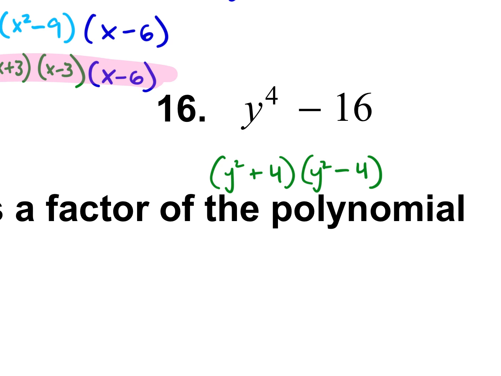Why just the one with the minus? Because it's the difference of squares. What does difference mean? Subtract, minus. If you have y squared plus 4, that's not the difference of squares. So this one would factor into y plus 2 and y minus 2. So our answer would be y squared plus 4 times y plus 2 times y minus 2.